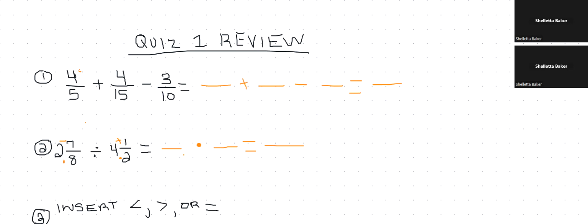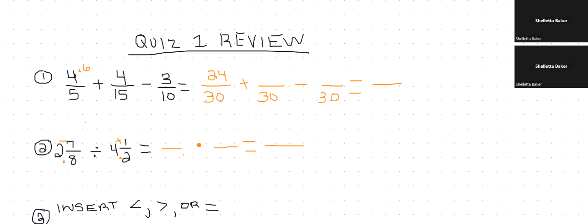So we need to find the least common multiple between 5, 15, and 10, which would be 30. We would want to rewrite each of these fractions so that they have denominators of 30. In order for us to make that 5 become a 30, we have to multiply 5 times 6. Therefore, we need to multiply the numerator by 6. 6 times 4 gives us 24 in the numerator of our first fraction.